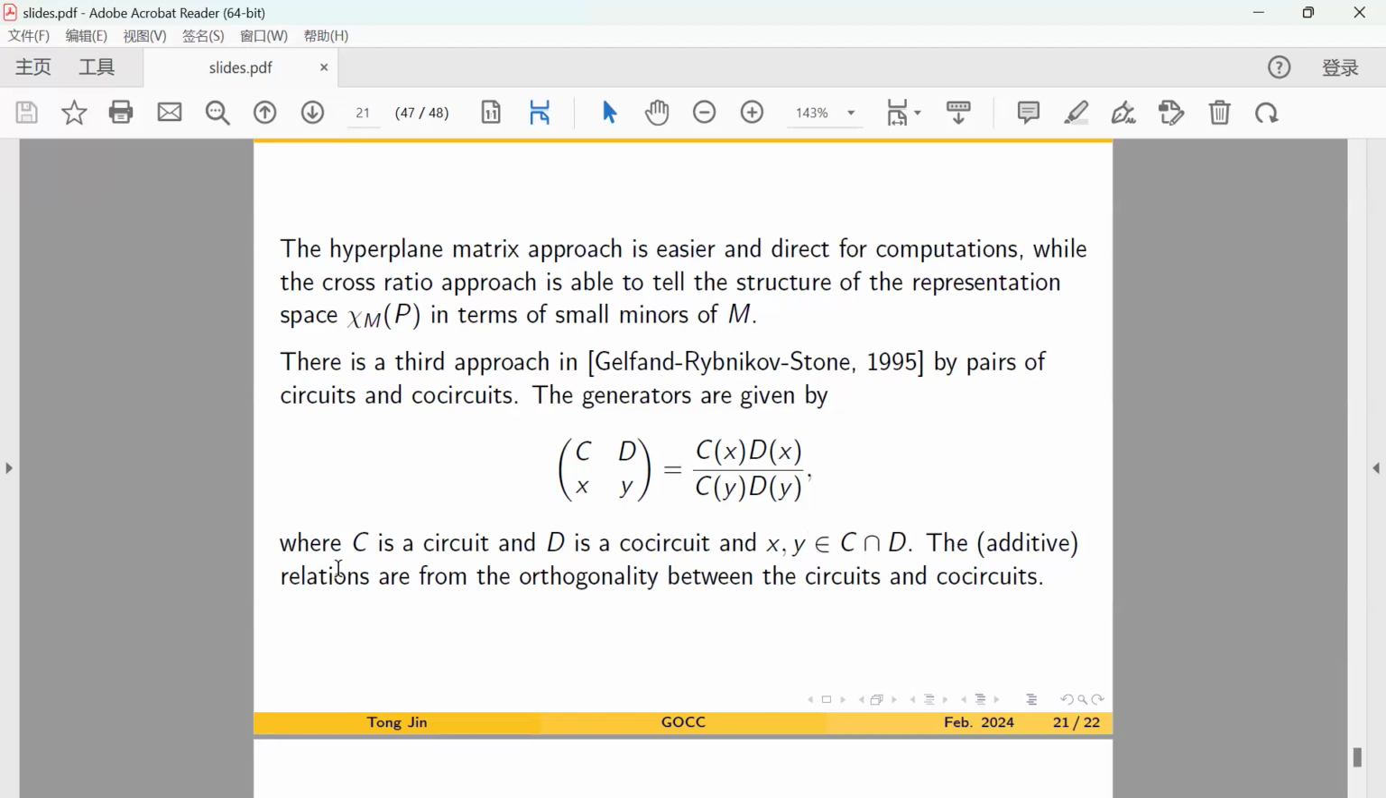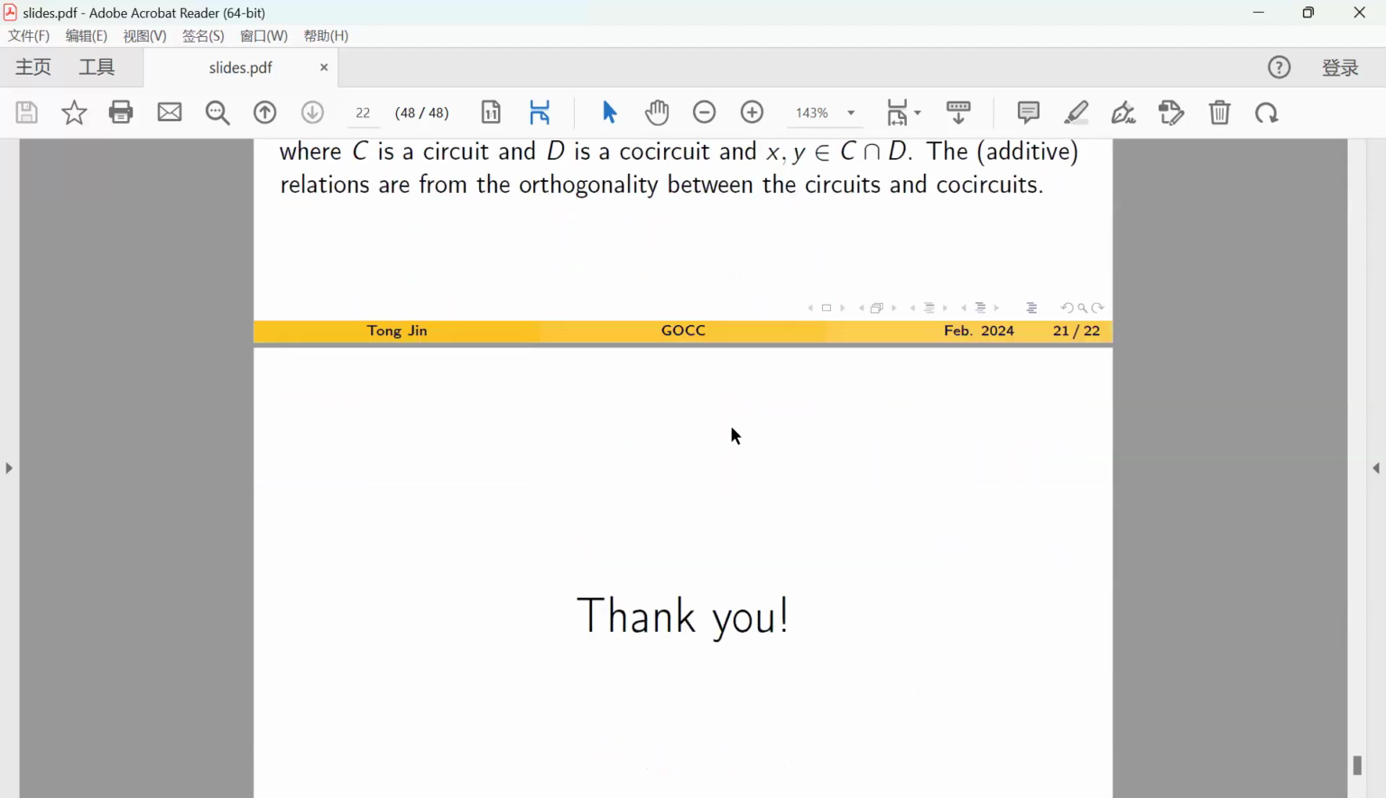And the additive relations are from the orthogonality between the circuits and cocircuits. Here we mean that the intersection of a cocircuit and a circuit cannot be of size 1. And you can give some inner product on the circuits and cocircuits, and that gives you the additive relations. And that is the third approach. But this is somehow known results. Let me just briefly mention that. So there are some other methods. And that's it. Any questions?